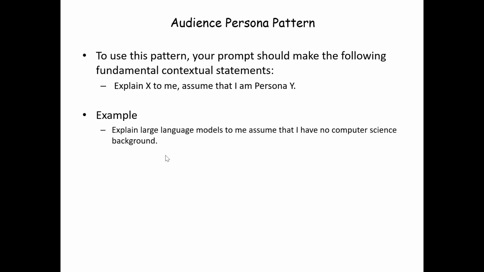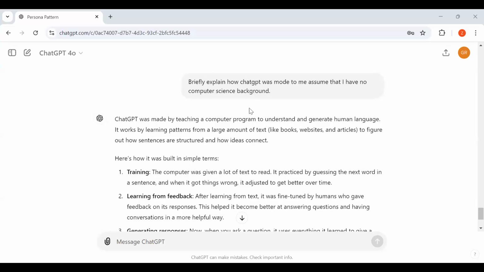Okay, here's one example. Explain large language model to me, assume I have no computer science background. Then ChatGPT will explain as to an audience. So now we type the prompt following the audience persona pattern. Briefly explain how ChatGPT was made to me, assume that I have no computer science background.